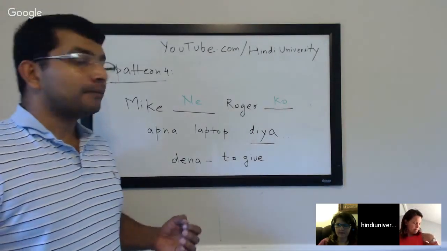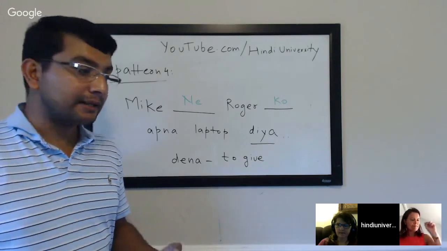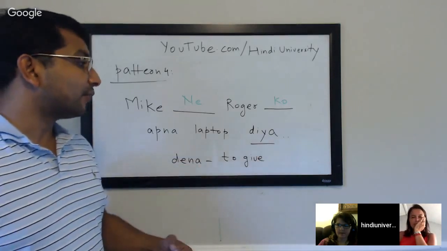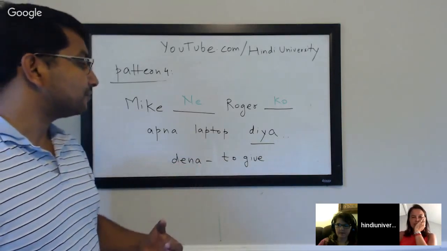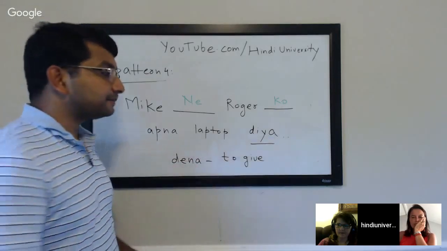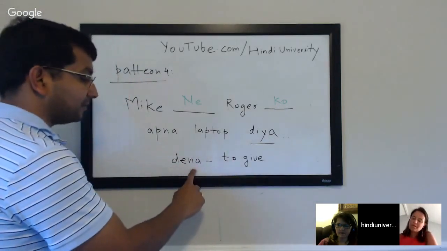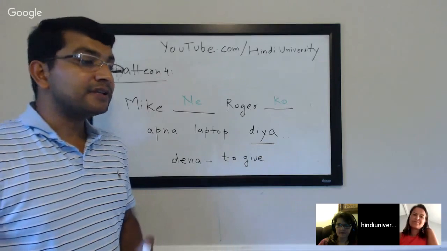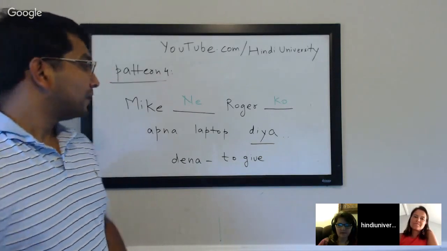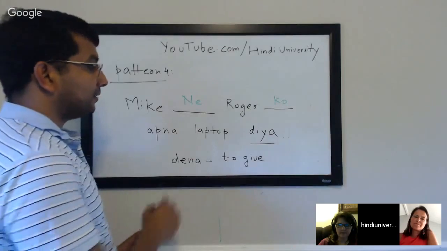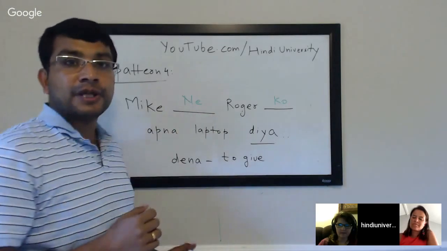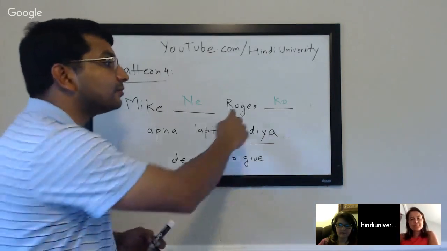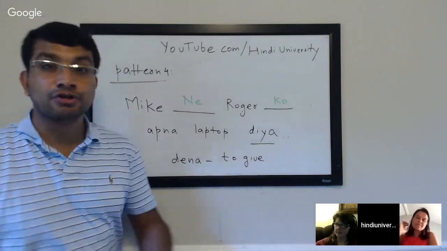I'm trying to say that Mike gave his laptop to Roger. Okay, and I can tell in both Hindi and English that I'm trying to convey that at some point of time, probably Mike gave his laptop to Roger, and I'm saying here diya, which is the past form of dena. Dena is to give. Okay, and I know that it's a transitive verb because I'm giving some object to someone. So that's why Mike ne diya or Mike ne laptop diya. And then you can ask Mike ne laptop kisko diya, who received it. Then you can say Roger ko apna laptop diya, Roger received it.